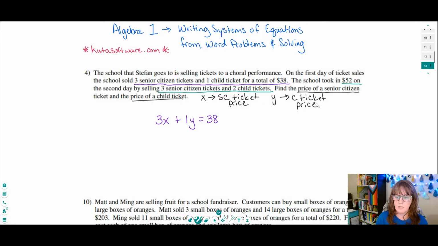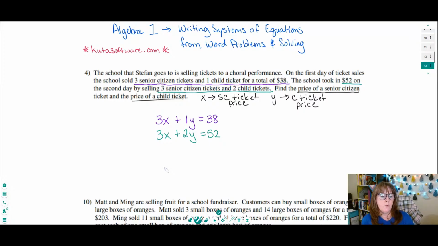And then in green here, we know that it's going to equal 52. And again, we have 3 senior citizen tickets, so 3 times the price of a senior citizen ticket plus 2 times the price of a child ticket gave us $52 total for that day.